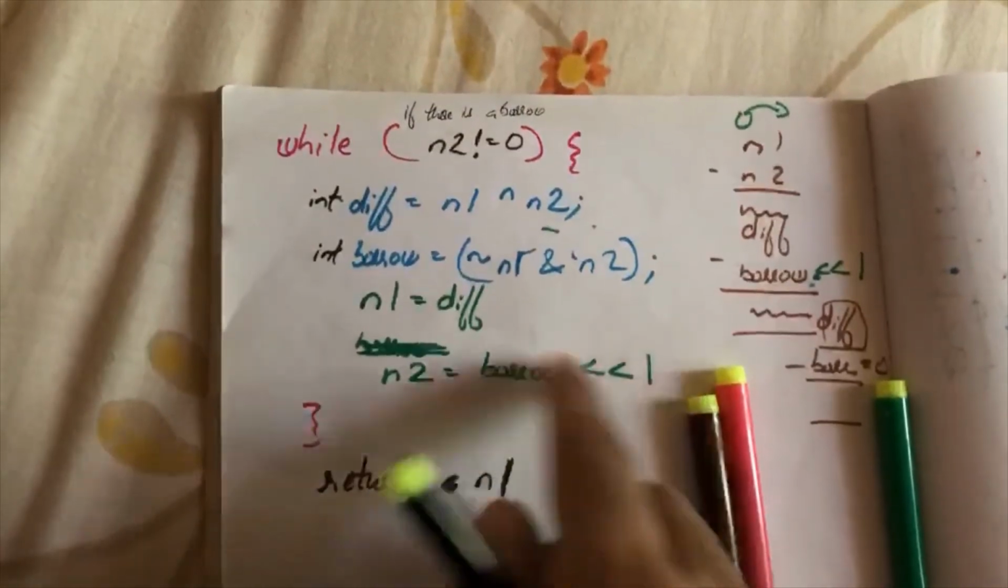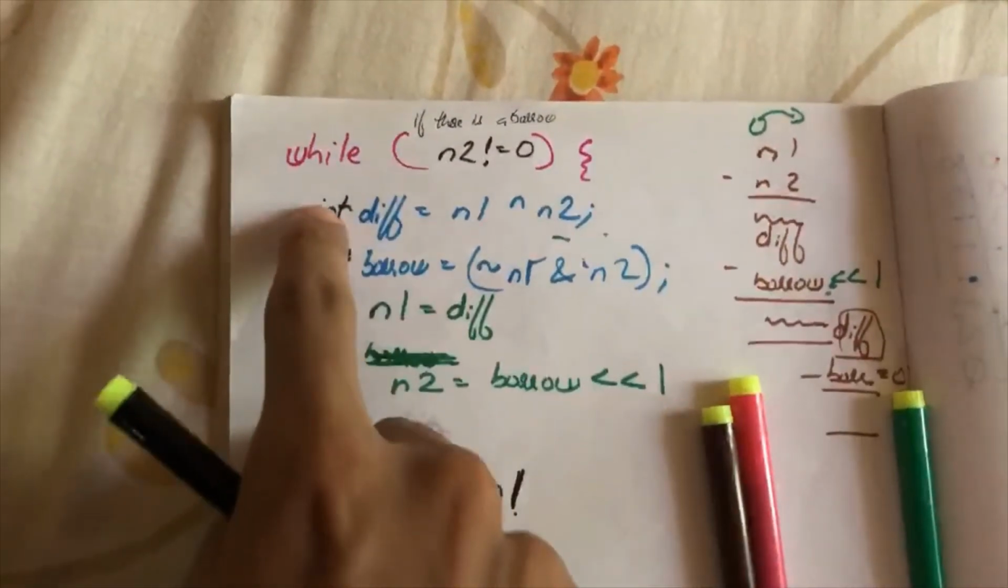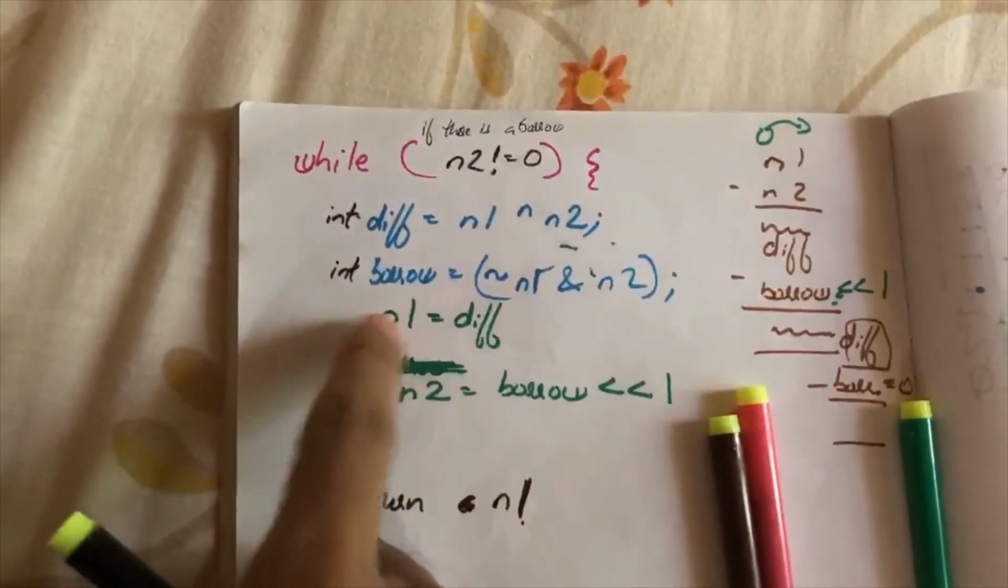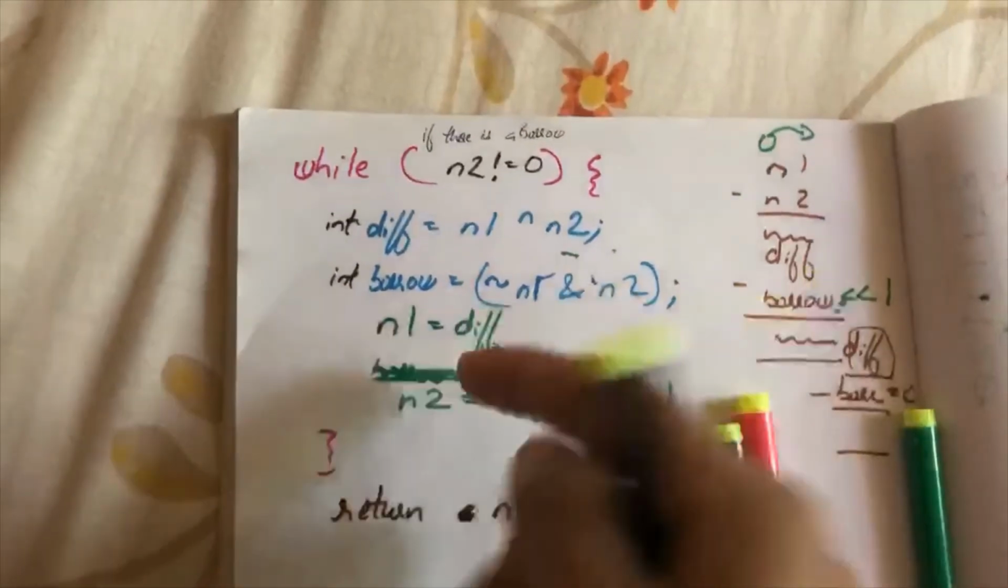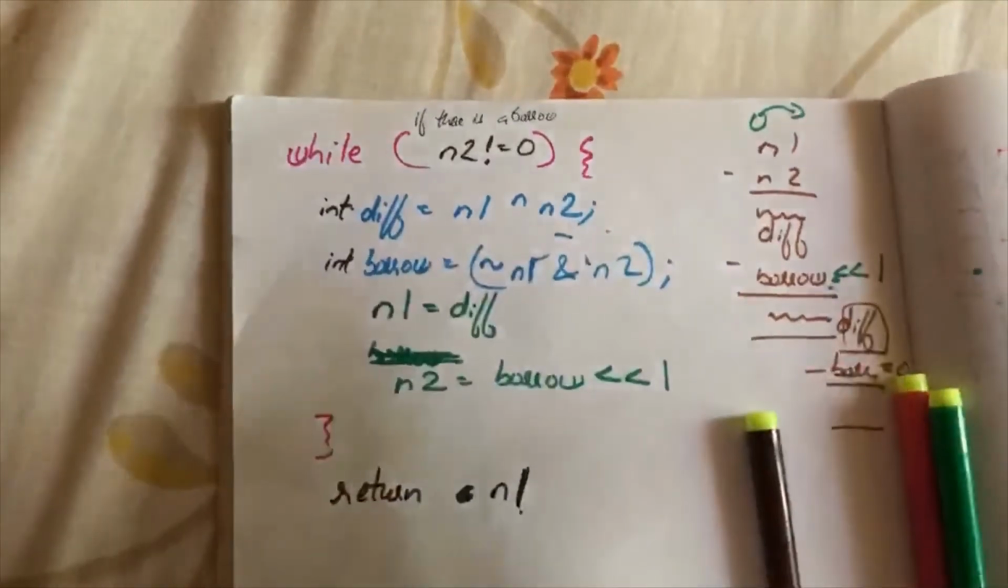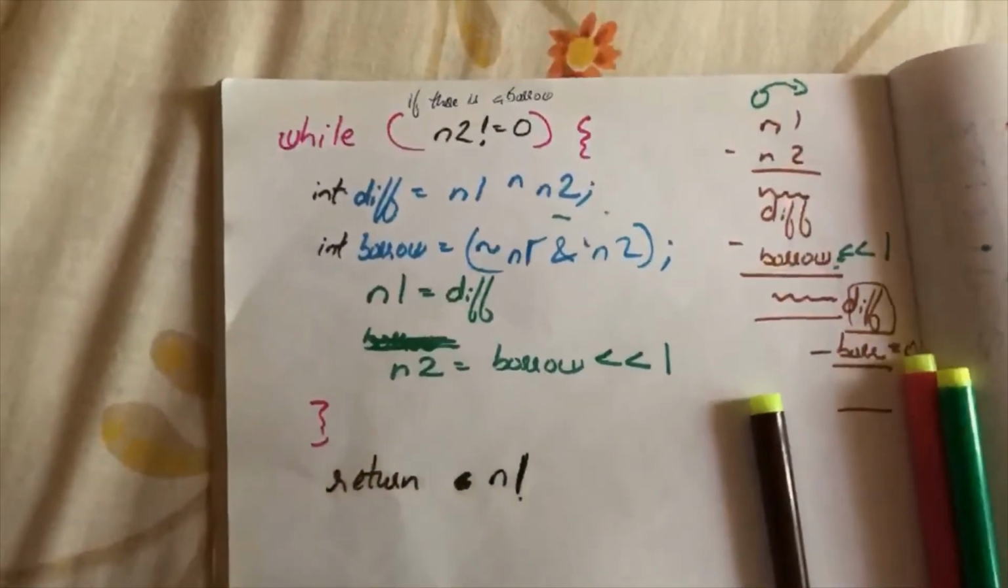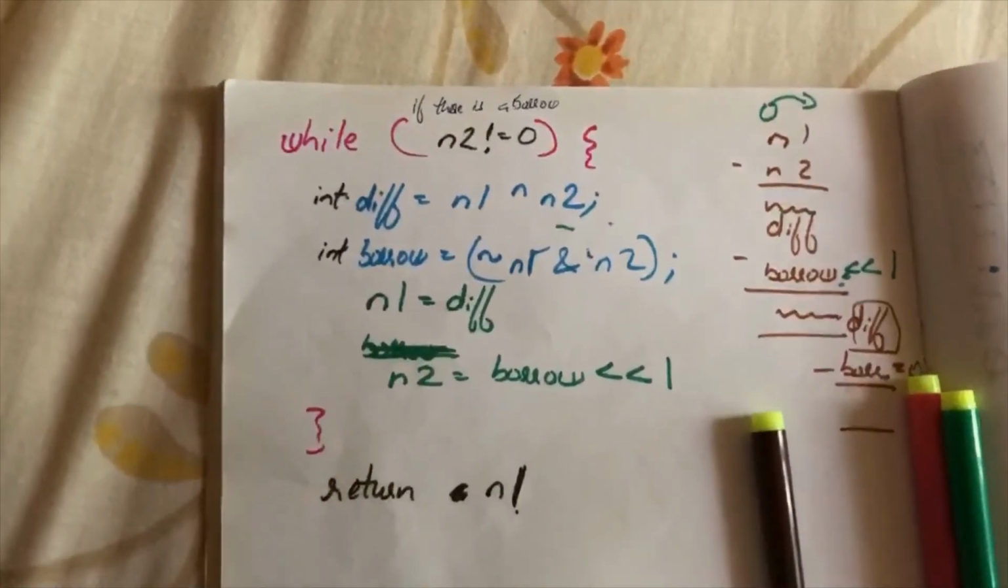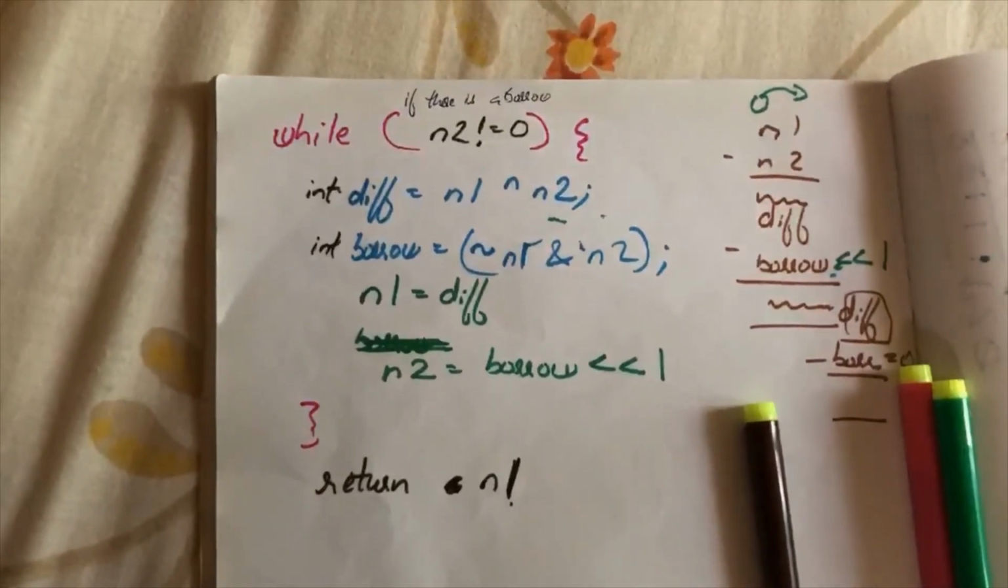And the code which you posted is just an optimized version. Instead of declaring two variables, you directly store the values in n1 and n2. Basically both this code and the code which you posted is the same thing. So yeah, I hope it is clear.